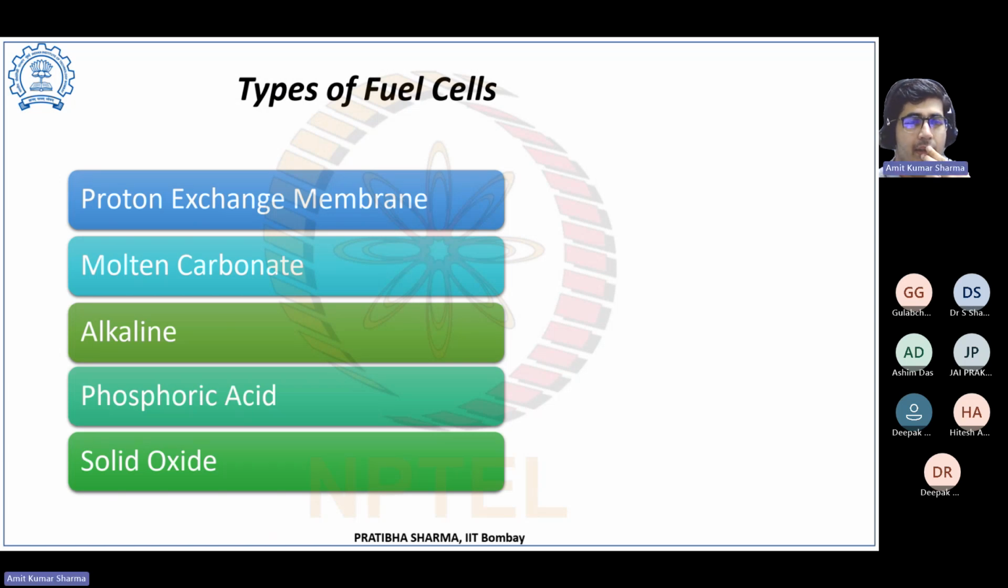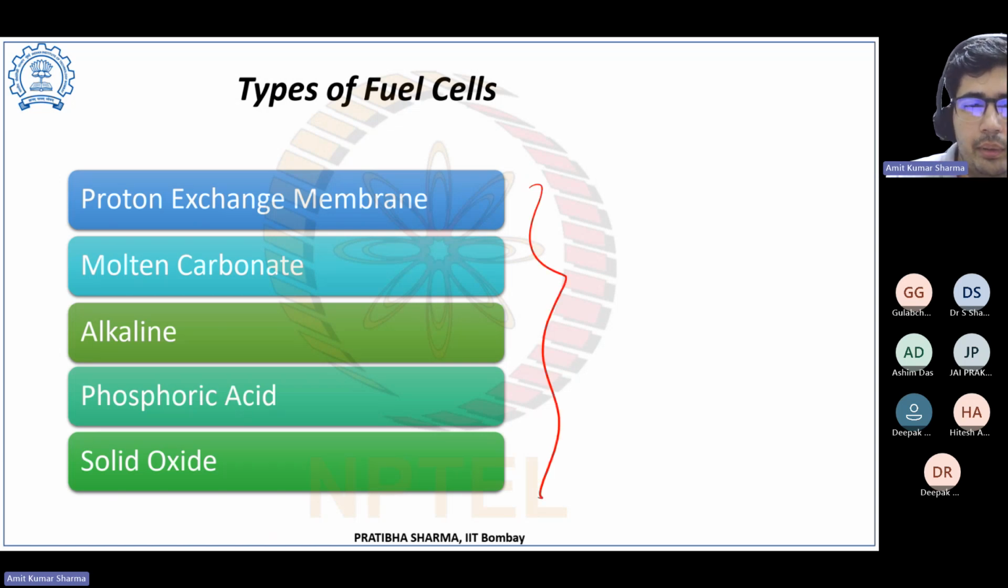Now we have different types of fuel cells: the proton exchange membrane, molten carbonate, alkaline, phosphoric acid, and solid oxide. Based on different electrolytes, different types of systems, and also the operating methods, we have different types of fuel cell. So let's go through them one by one. The most popular ones are proton exchange membrane, alkaline, and solid oxide.